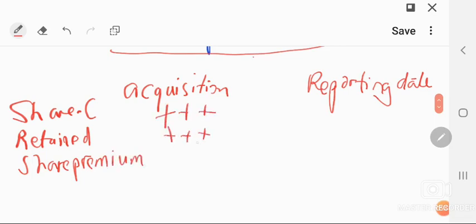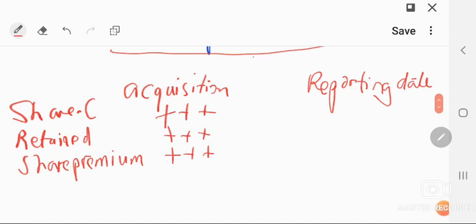There are figures. The question would tell you something about the share capital, that it was this amount. But usually share capital doesn't change. So whatever is presented to you in the statements of financial position in the actual question, that would be your share capital both at acquisition and at reporting date. Same goes for share premium.